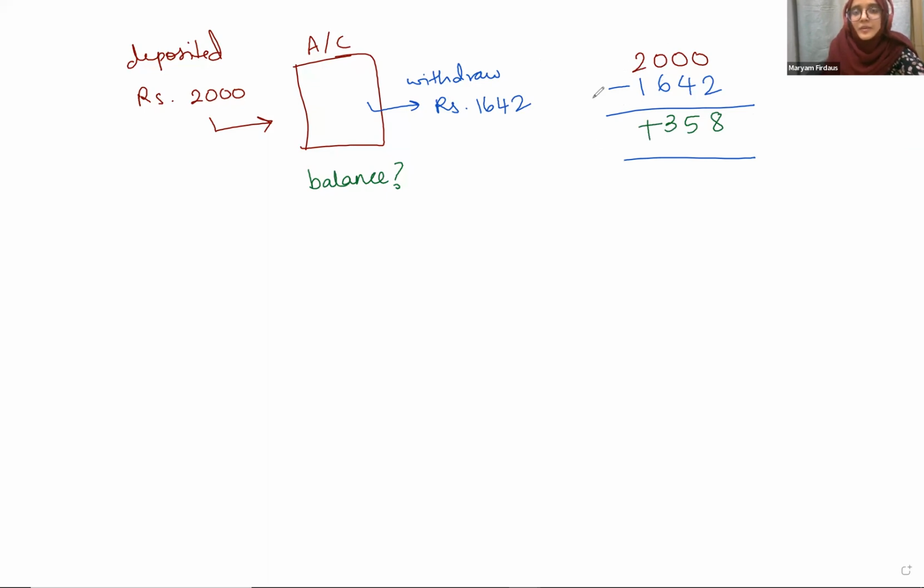Why? Because over here, when there are opposite signs, it is positive 2,000 and minus 1,642, and since positive 2,000 is bigger, we have to put the positive sign. Yes, exactly. All right.